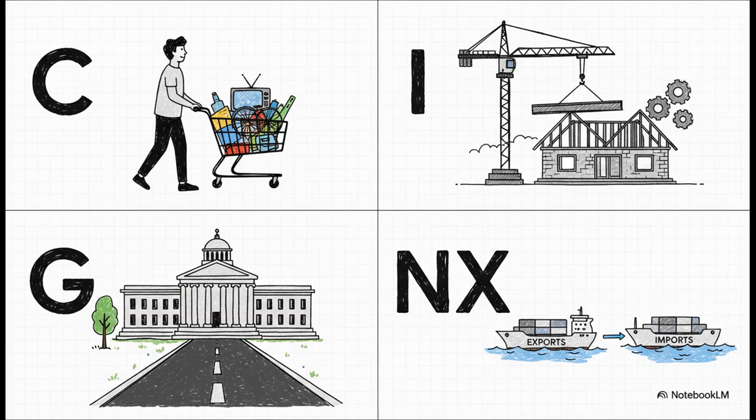C is consumption. That's us, buying groceries, movie tickets, anything. I is investment. That's businesses buying new equipment or a family buying a brand new house. G is government purchases, like building roads or paying soldiers. And finally, NX is net exports, which is just the stuff we sell to other countries minus the stuff we buy from them. Add them all up, and boom, you get GDP.